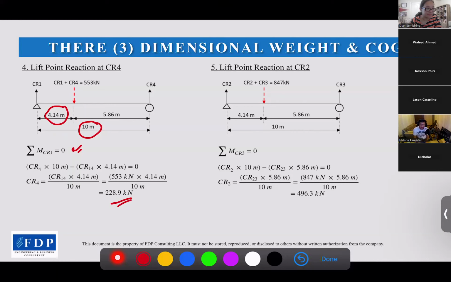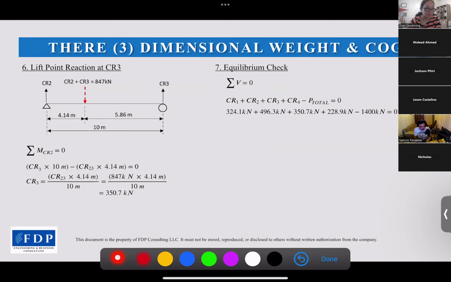After we got crane 1 and crane 4, we continue with crane 2 and crane 3. For crane 2 and 3, we will use the reaction of crane 2 plus crane 3 equals 847 kilonewton. The same process as we did for crane 1 and 4. If we want to get crane 2, we use the total moment at crane 3 equals 0. And then for crane 2, we get 496.3 kilonewton.